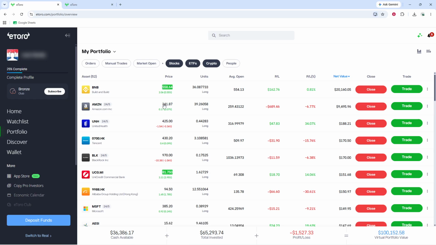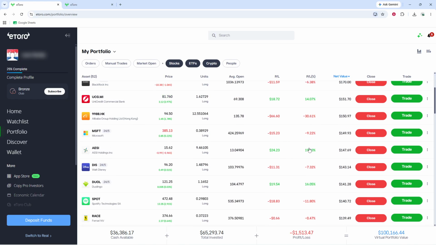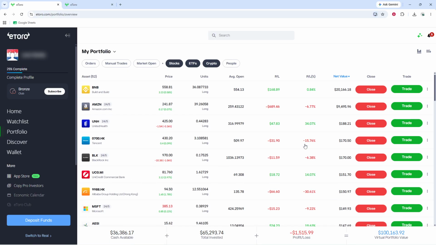To see that profit or loss more clearly, review the PL and PL percent columns. These show your gain or loss in both dollar terms and percentage terms. So if you see plus $67.13 and plus 0.34%, that means your investment is up by that amount. If you see minus $672.97 and minus 6.61%, that means the position is down by that amount.